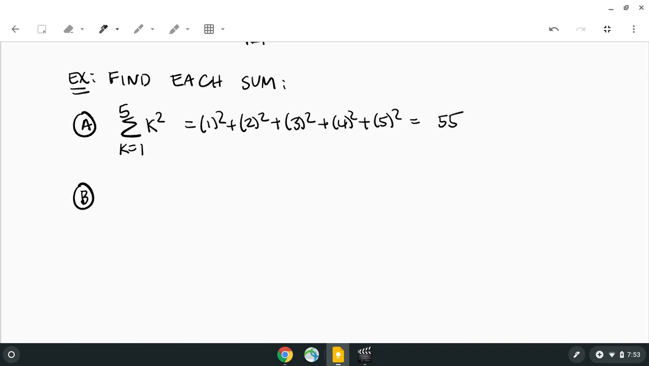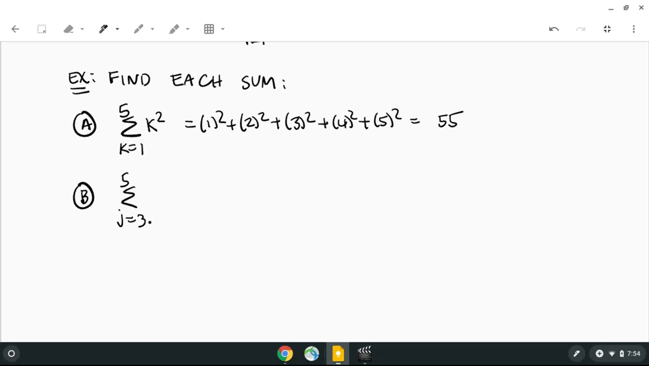Let's do this sum. Take the sum. And this time, let's not start with the first term. I'm going to use j. Let's start with the third term. Let's start from the third term and go all the way up to the fifth term. That's even better because that's fewer terms. So this means we start from the third term, go all the way up to the fifth term, and add them up. So we're only adding up the third term, fourth term, fifth term.